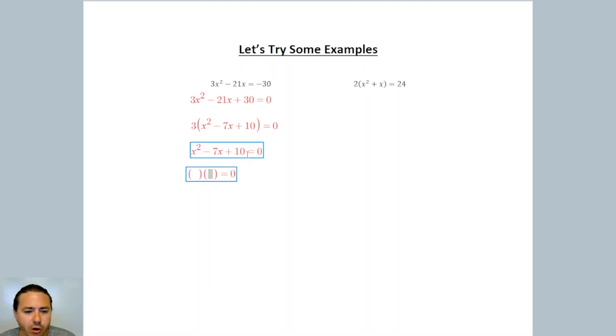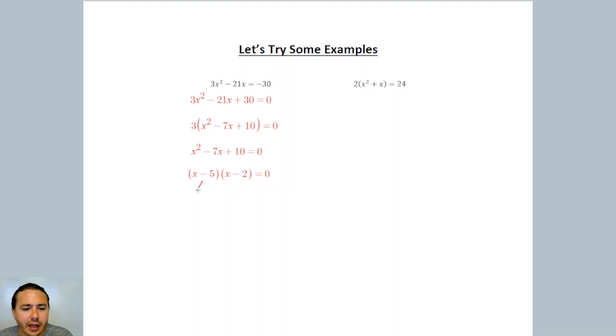If your product is positive but your sum is negative, that means both those numbers have to be negative. A negative times a negative is positive, and that's the only way we can add them up to make a negative. So that's going to be negative 5 and negative 2 here. So we get x minus 5, x minus 2. Again, the order here is not important, but this is how they factor out.